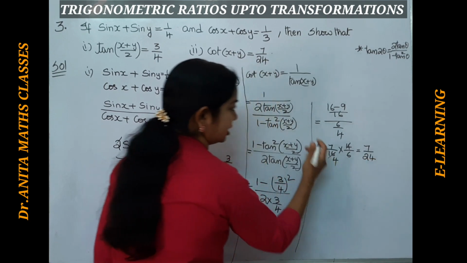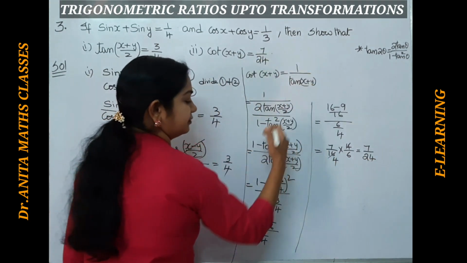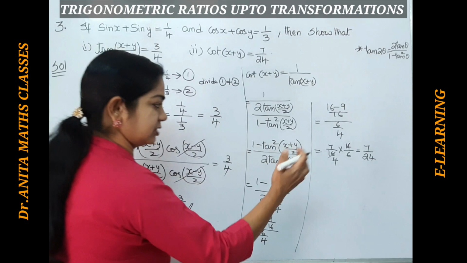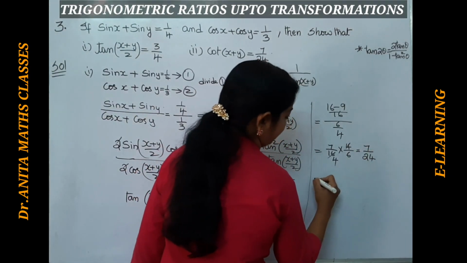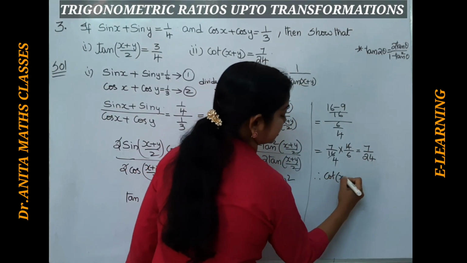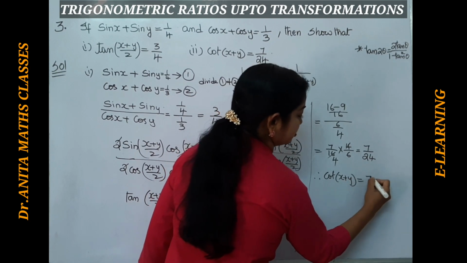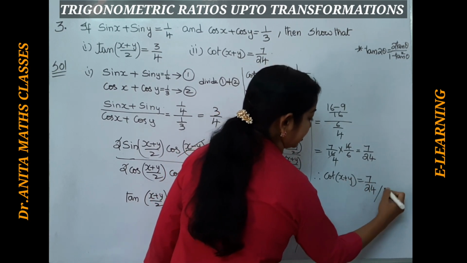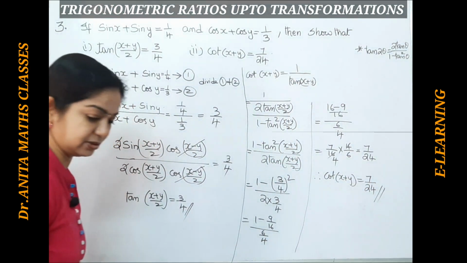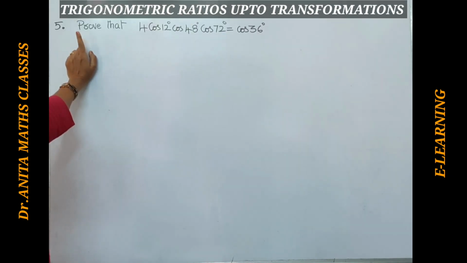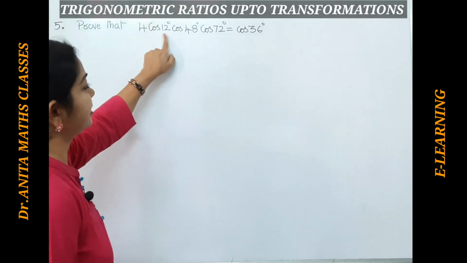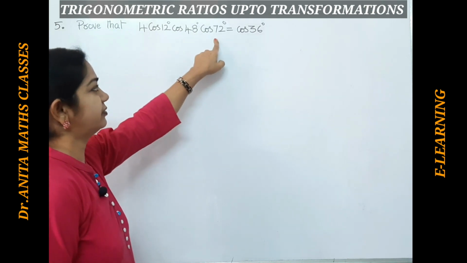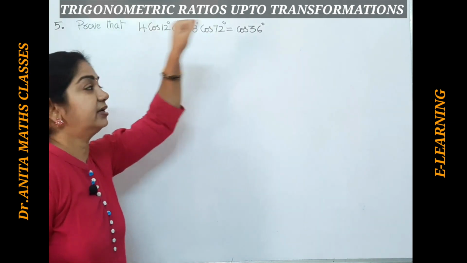So we got this. So we can also write it as 7 by 24 equals 7 by 24. Therefore, cot (x plus y) equals 7 by 24. The second part also we proved. Pause it and note it down. Fifth one: prove that 4 cos 12 degrees, cos 48 degrees, cos 72 degrees is equal to cos 36 degrees.